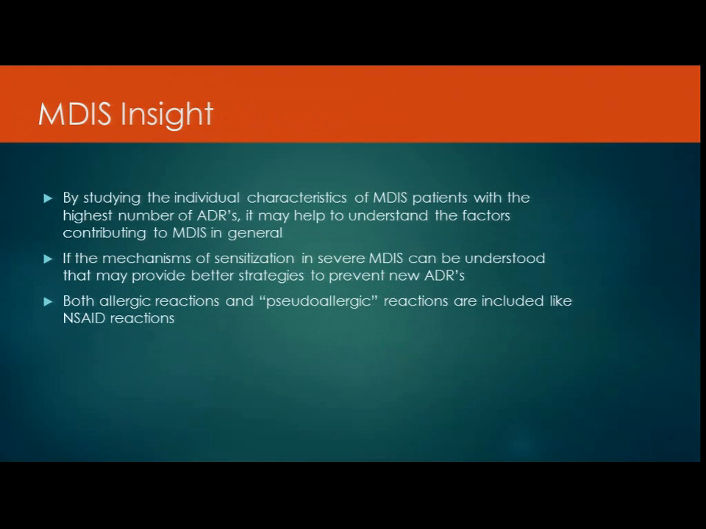So if you look at the people that have really bad quote-unquote MDIS, and the people that have the largest number of adverse drug reactions, those are the people that you really want to study, because the thought is, if we can figure out what's going on with those people, then maybe it'll give us a better handle on this entity itself. So if the mechanisms of sensitization in these people can be understood, maybe we can prevent new reactions. And in this case, reactions are, again, a broad term, not allergic in general, just intolerances, allergies, every kind of immune response that we see.